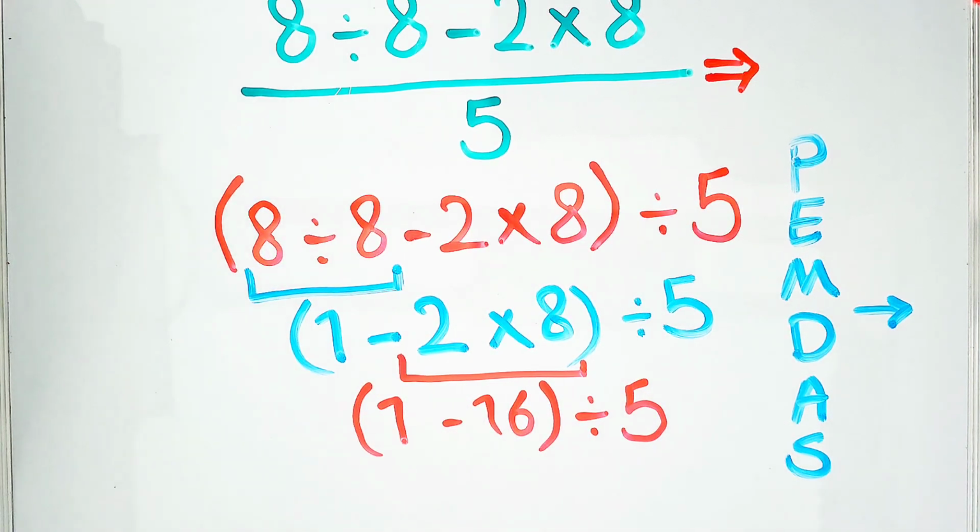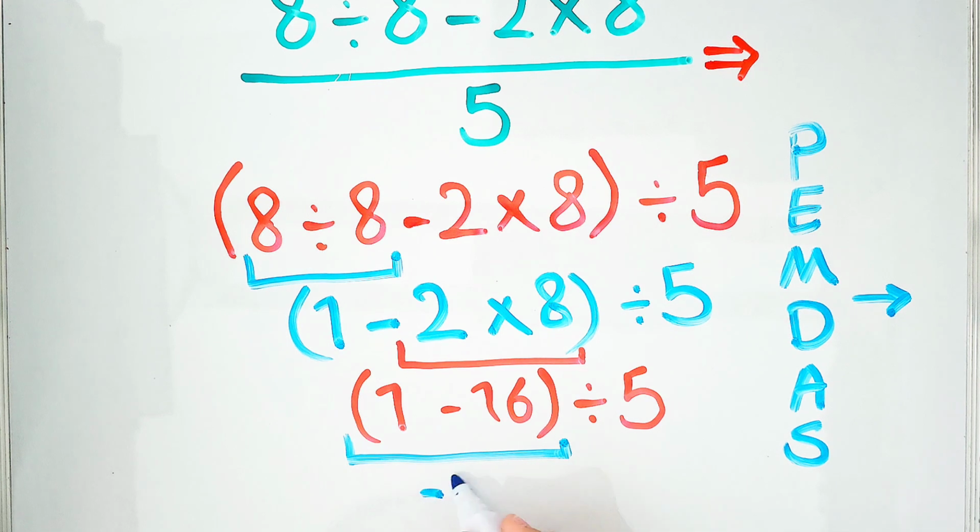Okay guys, let's simplify the question and get the final answer. 1 minus 16 equals negative 15. And negative 15 divided by 5 equals negative 3. And we get the final answer of this question.